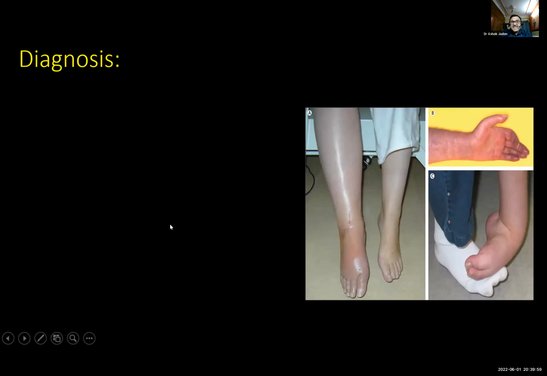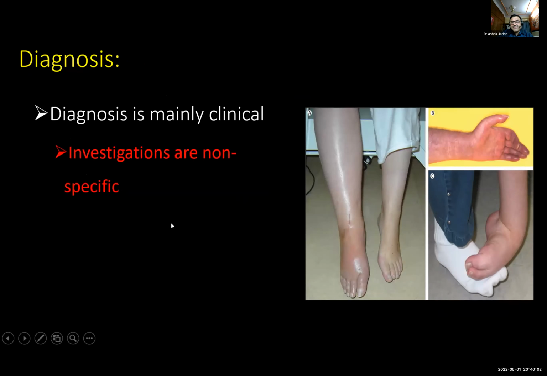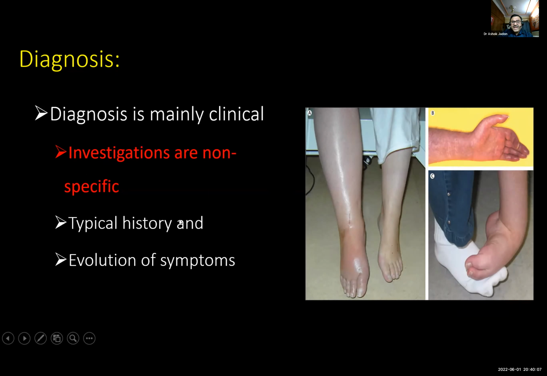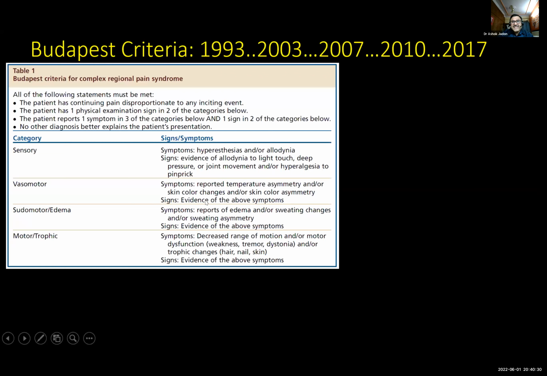So how to diagnose? The diagnosis is mainly clinical because the investigations, whatever you do, are really non-specific. So the diagnosis is based mostly on the typical history and the evolution of the symptoms. However, the Budapest criteria help in making the diagnosis. All the pain physicians started thinking about how to diagnose the CRPS, and they had an early meeting in 1993, and then they proposed the Budapest criteria, which was implemented in 2003 and later modified in 2007.